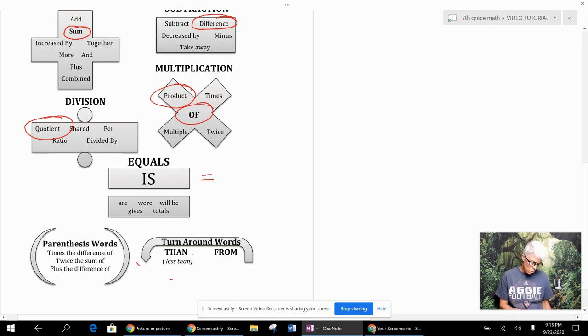Now, turnaround words are less than and more than. Less than is the one I want to focus on the most, because when we see less than, we always think we're subtracting. So if I said 3 less than 2, you would probably think it means 3 minus 2. But the word less than is a turnaround word, and it actually means 2 minus 3.